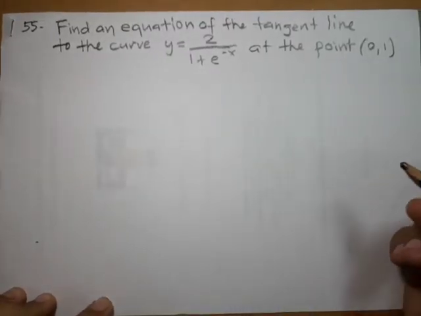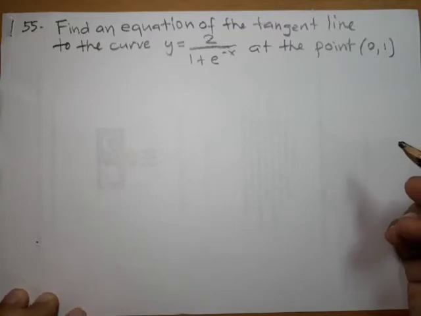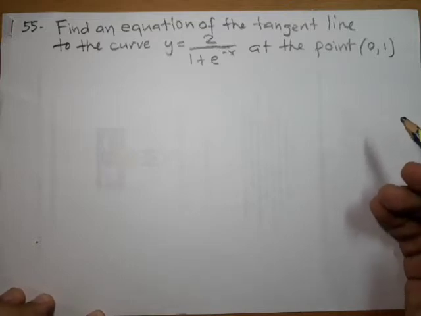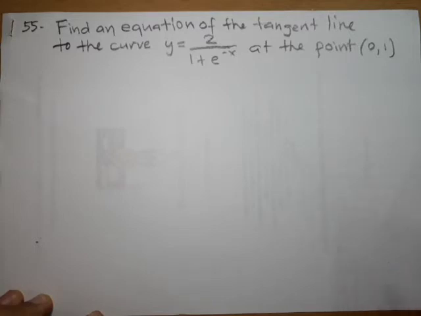Okay, let us have this problem. Find an equation of the tangent line to the curve y equals 2 over 1 plus e to the negative x at the point (0, 1). This is similar to one of the problems from the seat work yesterday, number 26, only that here we're going to use the chain rule. Yesterday, my instructions for part 1 of the seat work was don't use the chain rule yet.